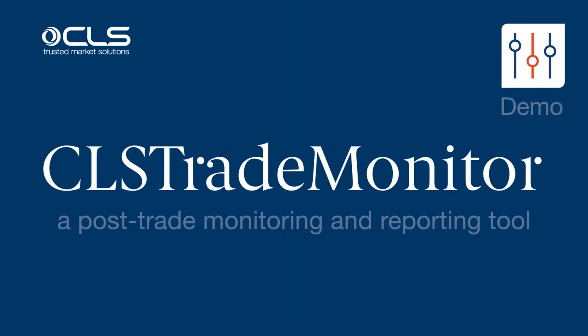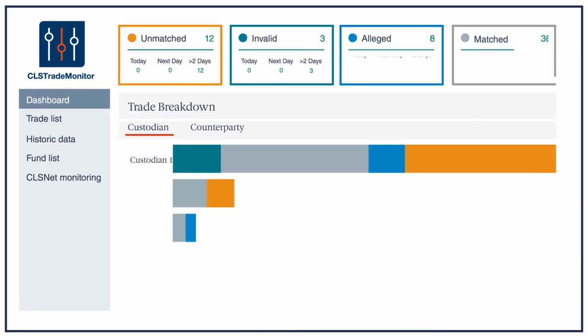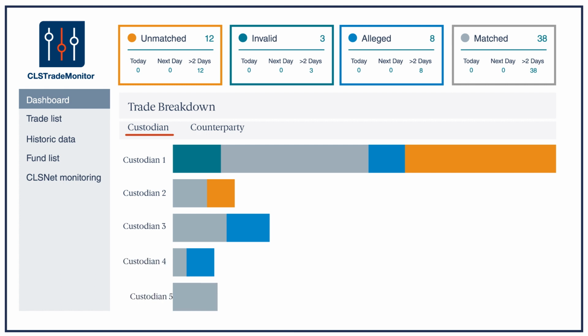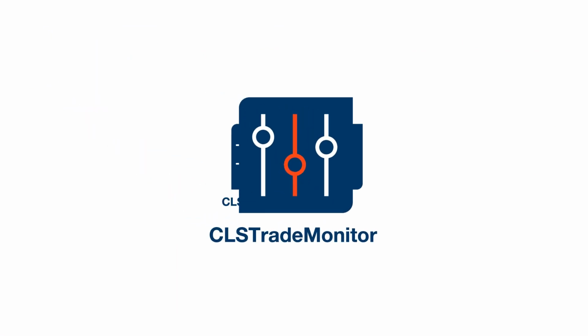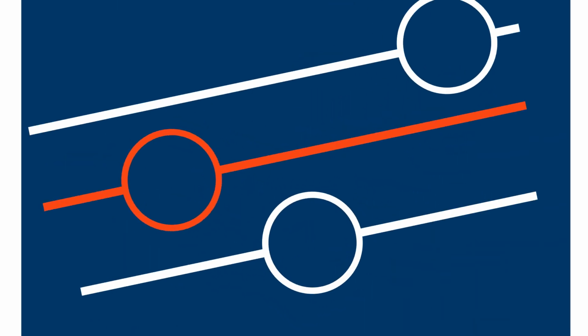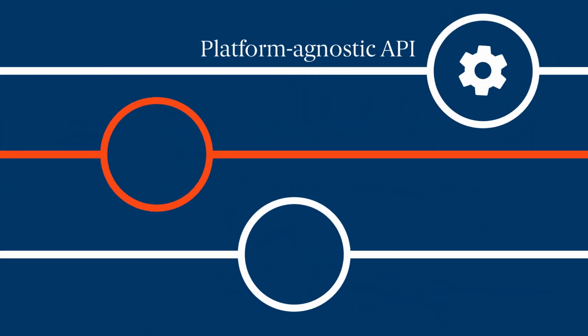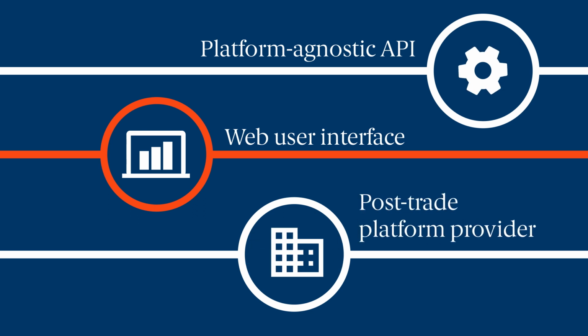CLSTrademonitor is a post-trade monitoring and reporting tool that provides you with a comprehensive and near real-time view of all trade instructions submitted to CLS across all custodians and counterparties. CLSTrademonitor is a companion product for CLSSettlement and CLSNet and can be accessed through a platform-agnostic API, a simple web user interface, or through a post-trade platform provider.